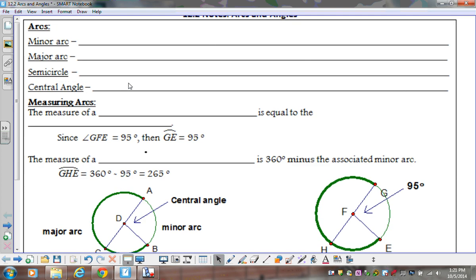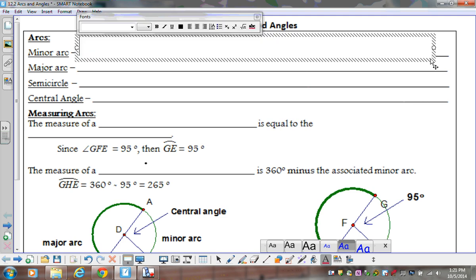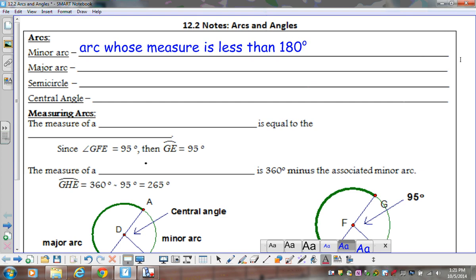A minor arc, more specifically, I'm going to type this up so you can read it better than my handwriting. A minor arc is an arc whose measure is less than 180 degrees. Remember, a circle is 360 degrees, so half of it would be 180 degrees. An arc less than 180 degrees is a minor arc, so less than half the circle.